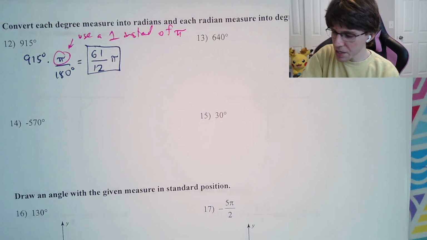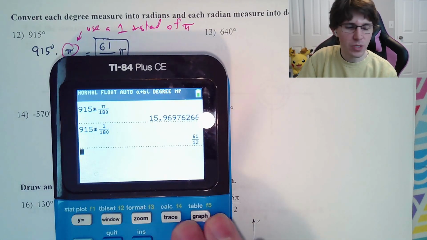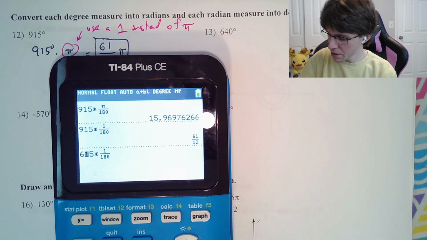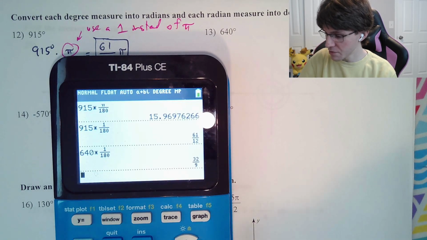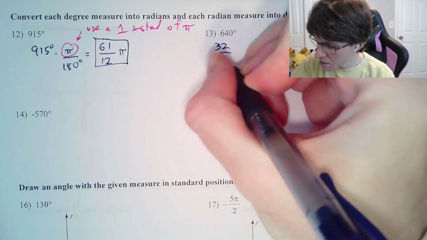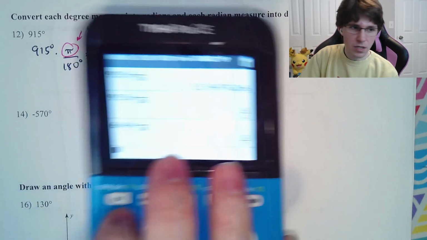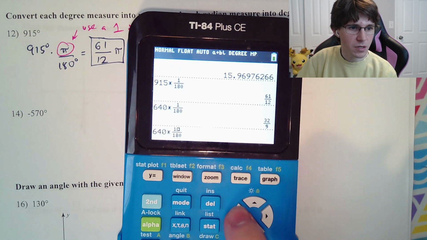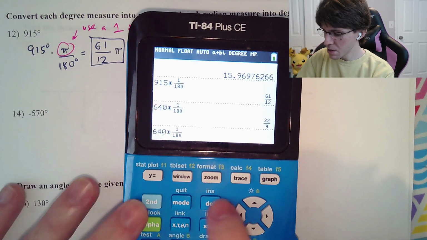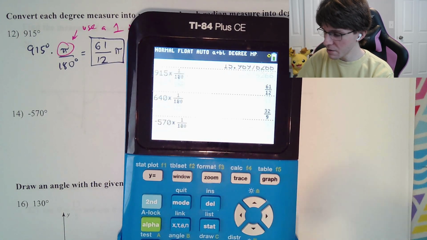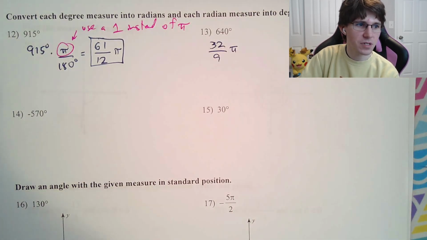Continuing on, you do exactly the same thing for every single one of these. They're really, really straightforward. There's not really a lot of thinking involved. It's just multiply by that 1 over 180. And that's why I really want to make sure I had different versions of it. You get 32 over 9 here. And yeah, just do the same exact thing over here. I'm also going to need to insert a negative sign. So insert that negative sign, and now it's 570, negative 19 over 6.